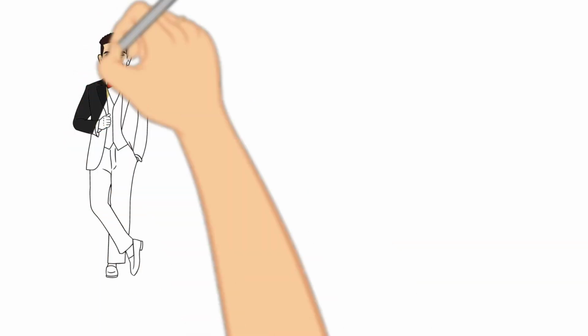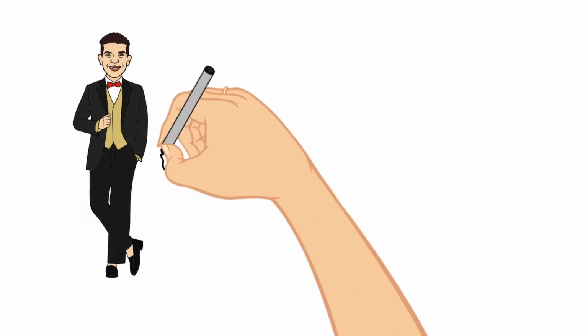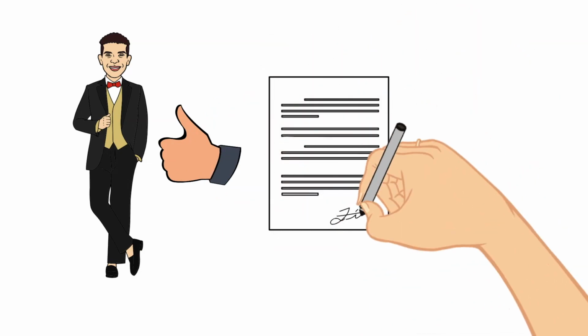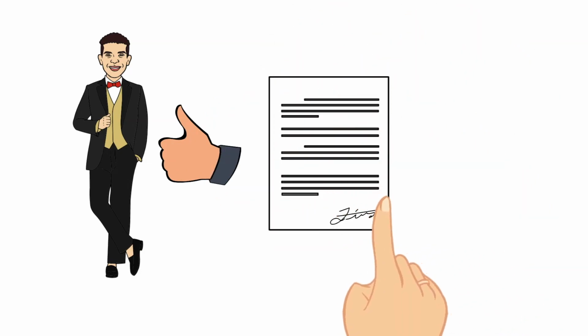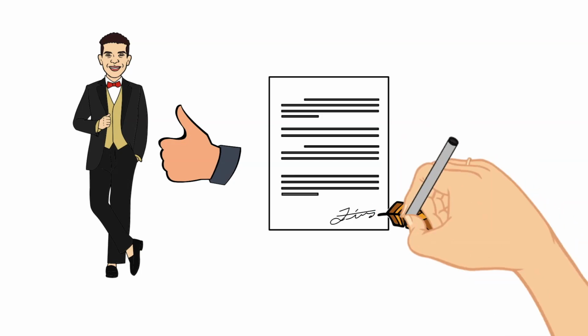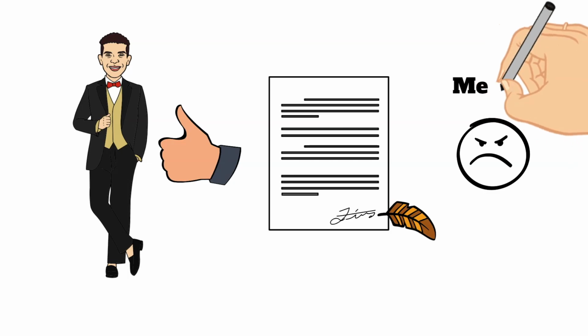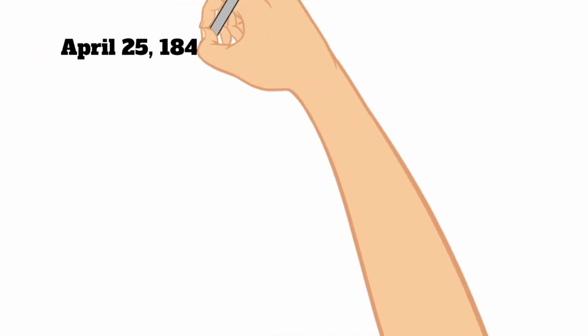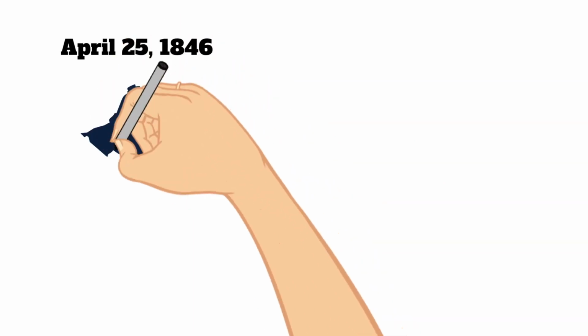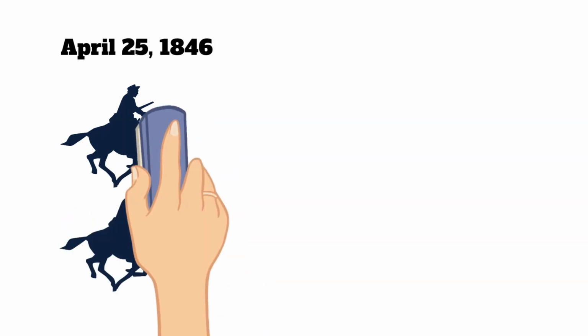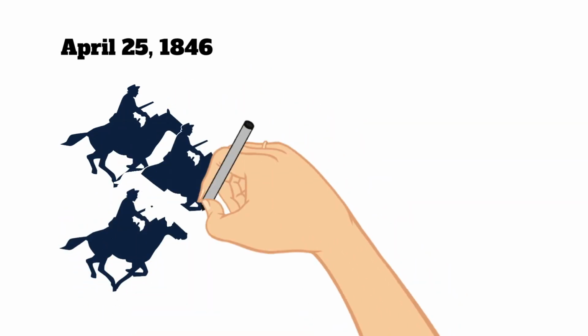When Polk became president in 1845, he was a huge supporter of this and, of course, manifest destiny. So he went ahead and signed this bill. This angered Mexico, and on April 25th, 1846, Mexican cavalry attacked a group of U.S. soldiers in this disputed Texas area.